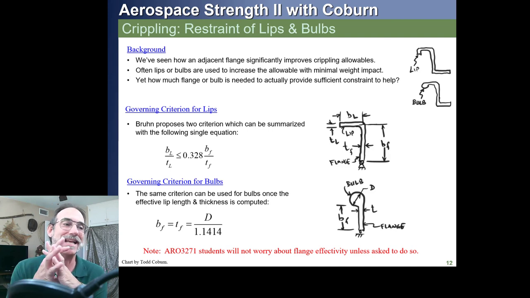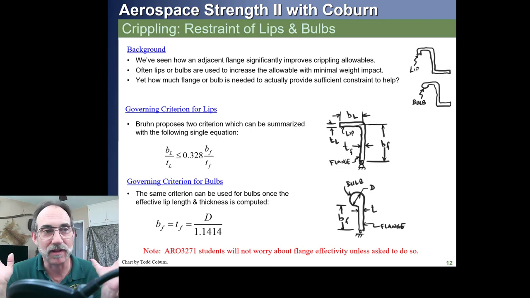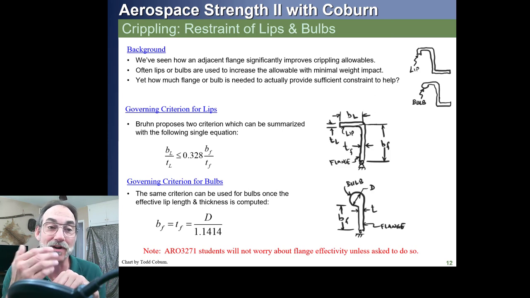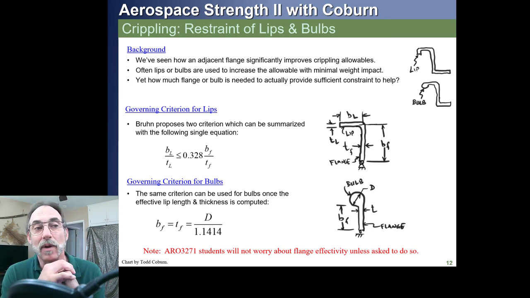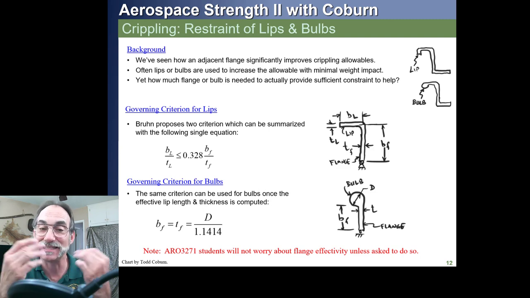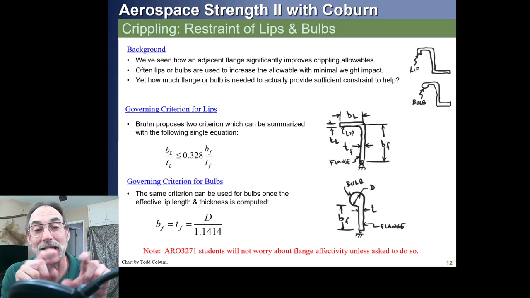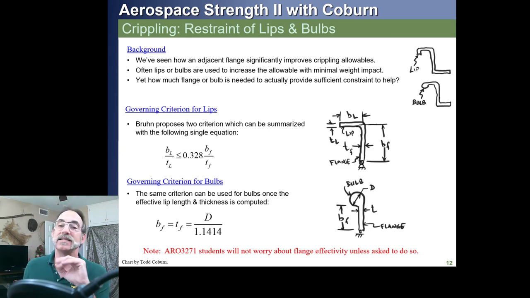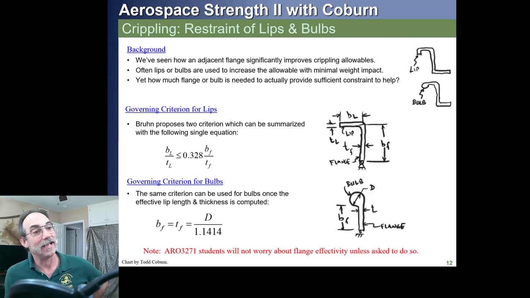Now in Arrow 3271, if we see a flange, we're always going to just treat it as a different flange and not evaluate whether it's effective, unless asked to evaluate whether or not it's effective. If you're asked to evaluate whether or not it's effective, then you will check this criterion, and if it passes this criterion, then you can treat that lip as a separate flange. And if it doesn't pass this criterion, then you can just assume that that whole length of the adjacent flange and lip is just one flange and assess a single crippling allowable for that. Okay?